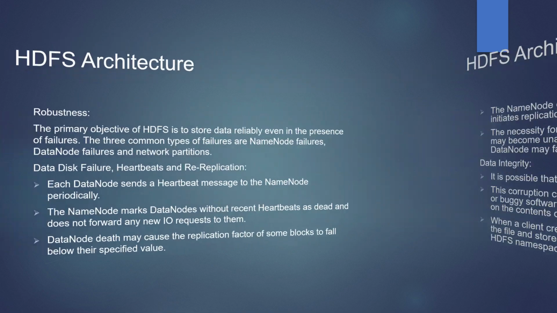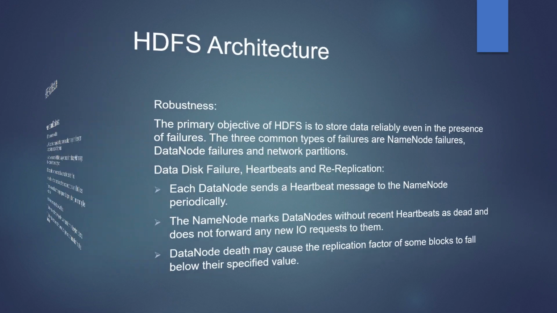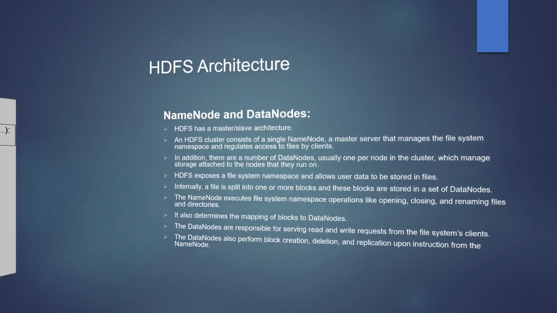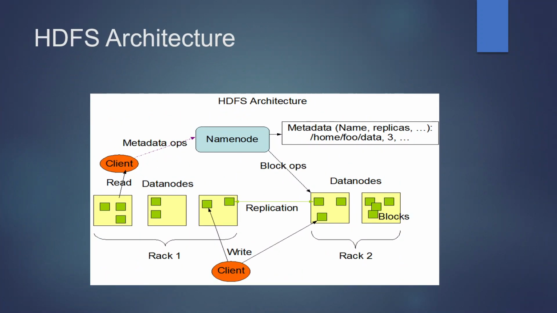We could validate the replication from the architecture. Let us consider a block got corrupted. So the name node will take care of replicating the block.